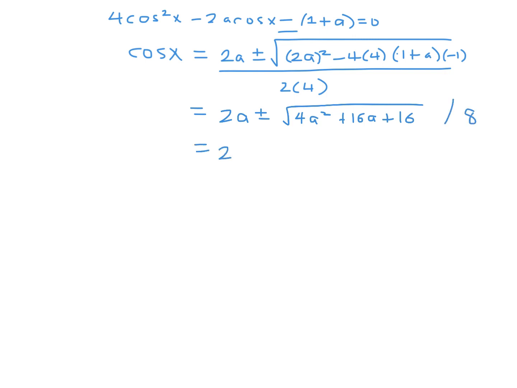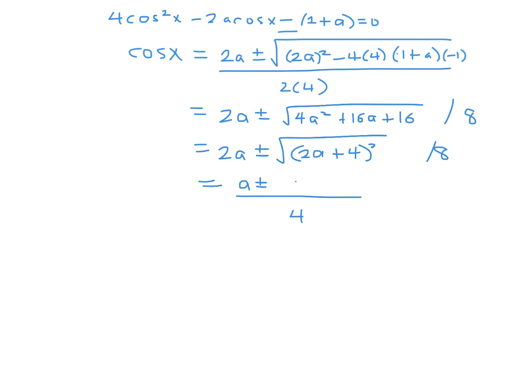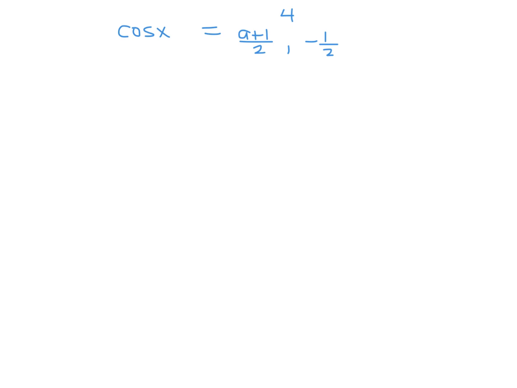So this is 2a plus or minus, and then this factors nicely. It's (2a plus 4) all squared. And then we can put this over 4 now. This will become a plus or minus (a plus 2). And therefore this is going to be either (a plus 1) over 2 or negative a half, and that is cos x. Okay. All right, we got it all the way down there.